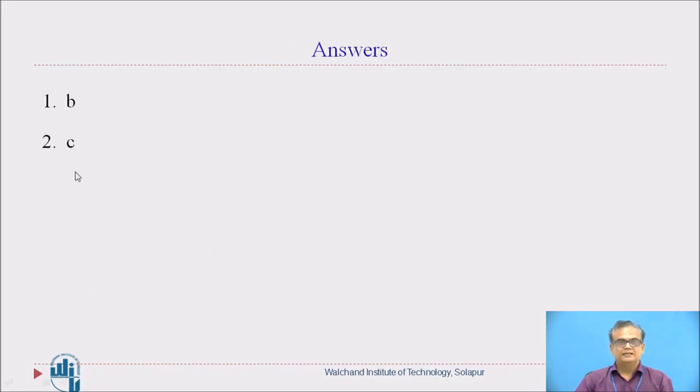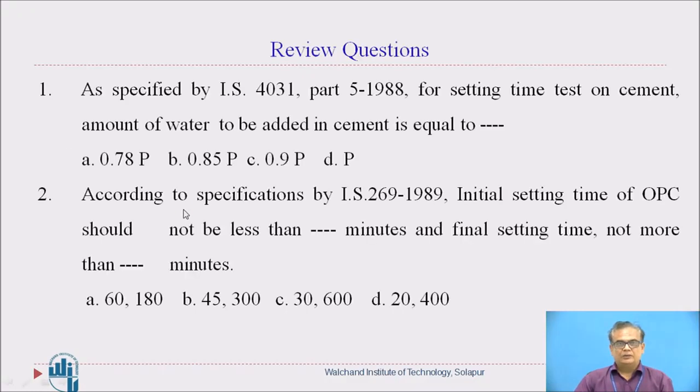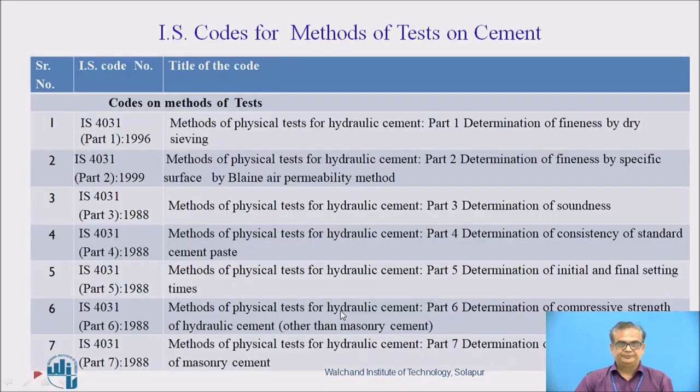Okay, here are the answers. The answer to question number 1, the correct option is B, 0.85 P is the correct answer. And the answer to the second question is option C, 30 minutes and 600 minutes. So the initial setting time should not be less than 30 minutes and the final setting time should not be more than 600 minutes. These are the correct answers.